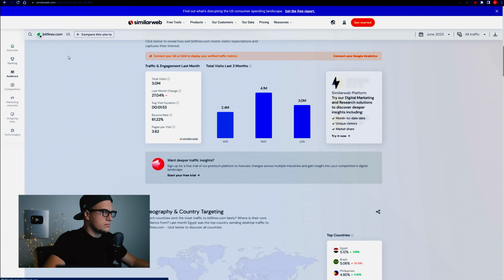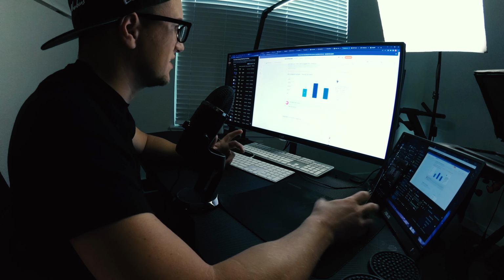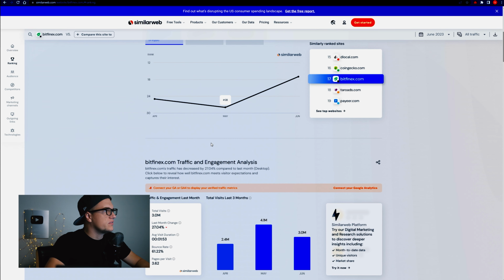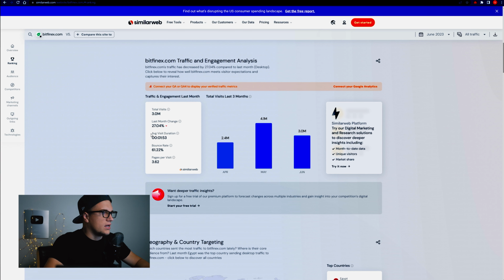Bitfinex, average visit duration is only 1 minute and 53 seconds. Bounce rate is high, 61%. So I wouldn't say that this traffic is completely fake, but something is happening with Bitfinex. It looks like there is not so much organic traffic, and this average visit duration and bounce rate indicate that there are a lot of visitors who do not want to spend time on Bitfinex. Maybe these are paid visitors or just random visitors who visited the blog, not sure.